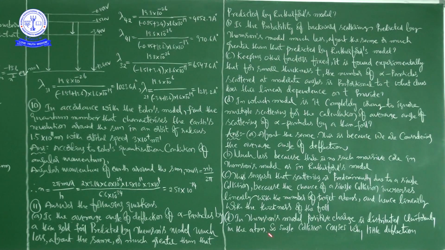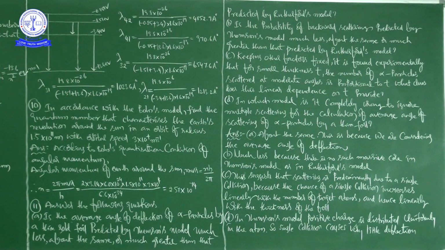Because he is saying that it is only in Thomson's model that positive charge is distributed uniformly in the atom, so a single collision causes very little deflection. So the observed average scattering angle can be explained only by considering multiple scattering. Hence, it is wrong to ignore. The answer is we cannot ignore multiple scattering in Thomson's model. He is asking in which model, no? So in Thomson's model, okay, right.